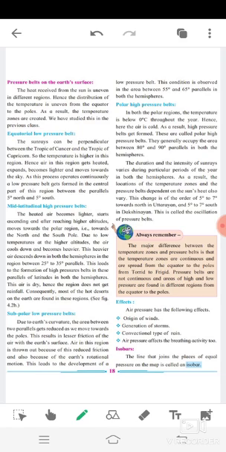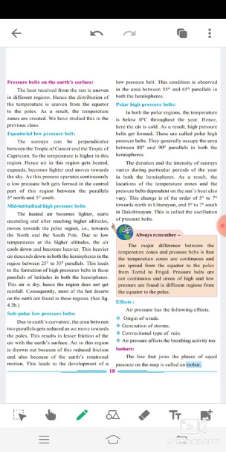The duration and the intensity of sun rays vary during particular periods of the year in both the hemispheres. As a result, the location of the temperature zones and the pressure belts, which depend on the sun's heat, also vary. This change is of the order of 5 degree to 7 degree towards north in Uttarayan and 5 degree to 7 degree south in Dakshinayan. This is called the oscillation of belts.